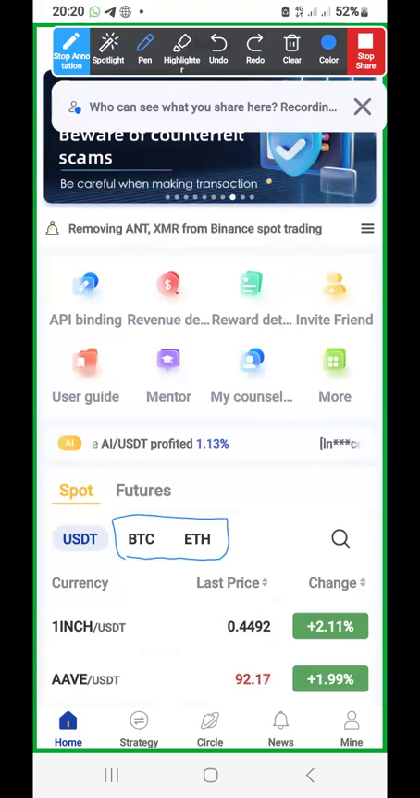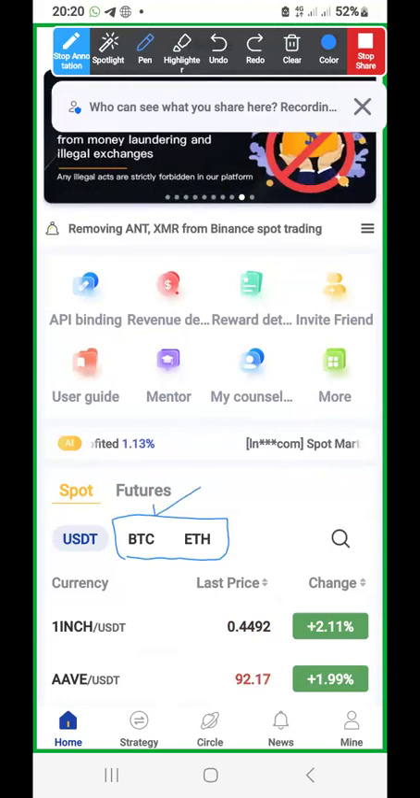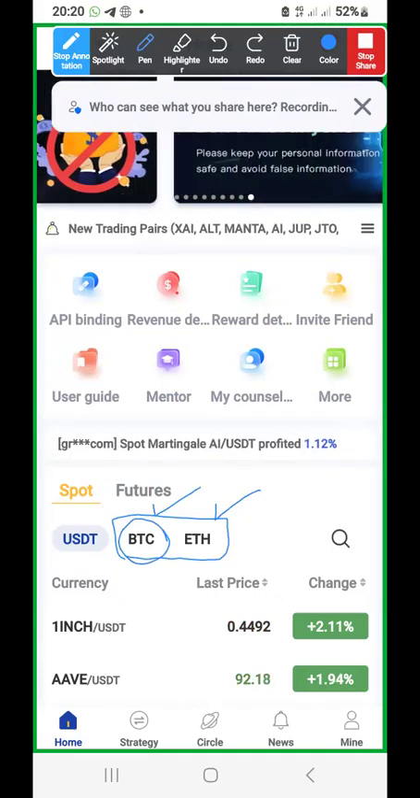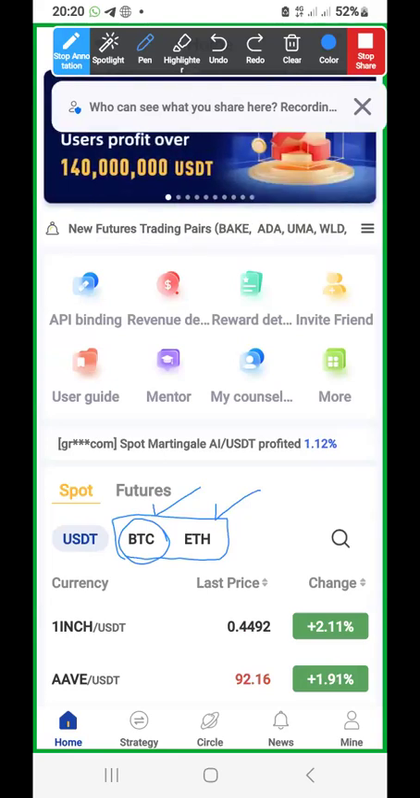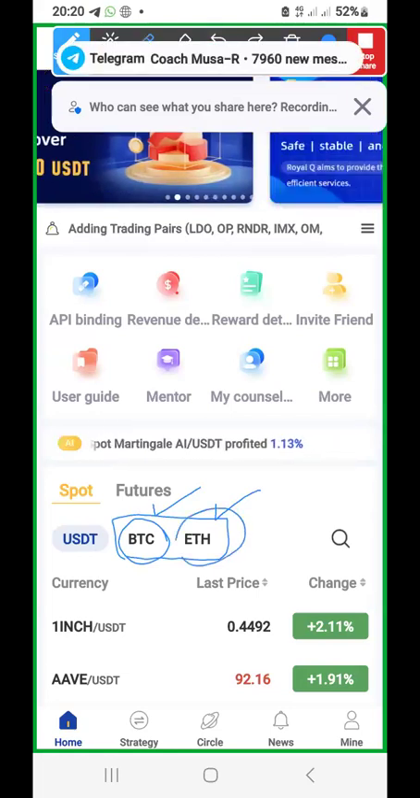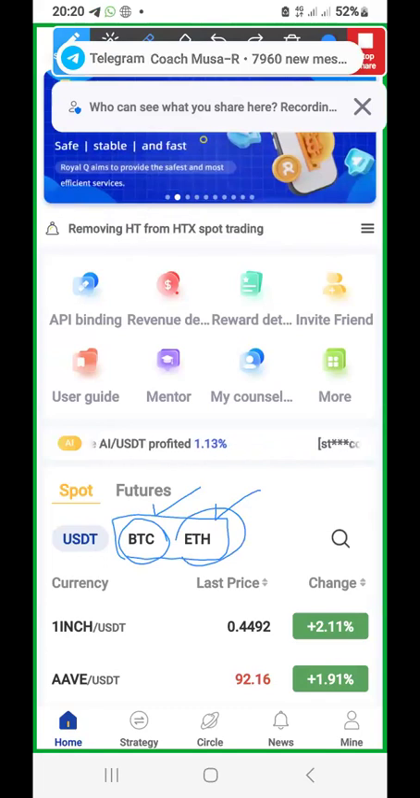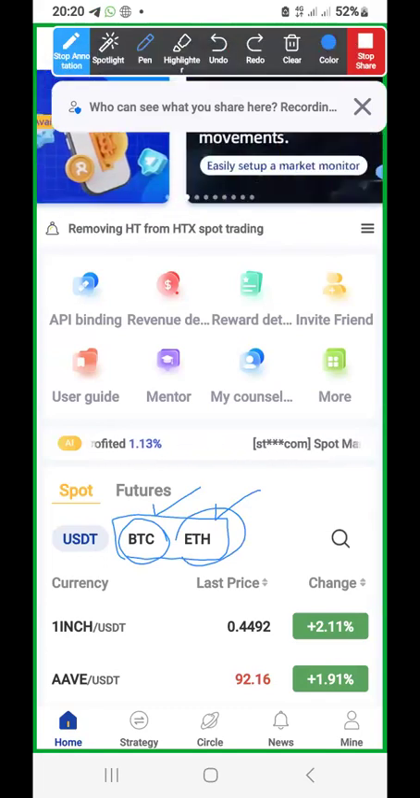But still, just like in the USDT market, when you're trading in the BTC market or the Ethereum market, you are actually trying to accumulate more BTC. Whenever you buy a coin with BTC and then the robot sells for you, you accumulate more BTC. You get that? Same applies to Ethereum. When you buy a coin using Ethereum and then you sell it, you accumulate more Ethereum.